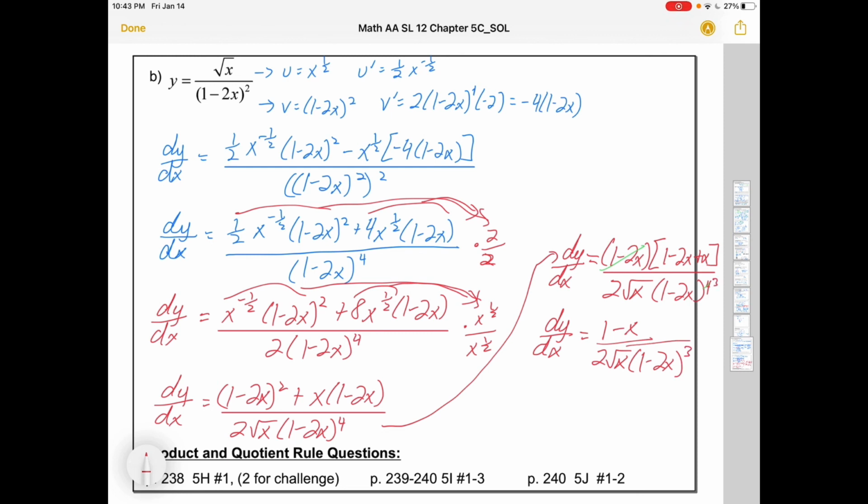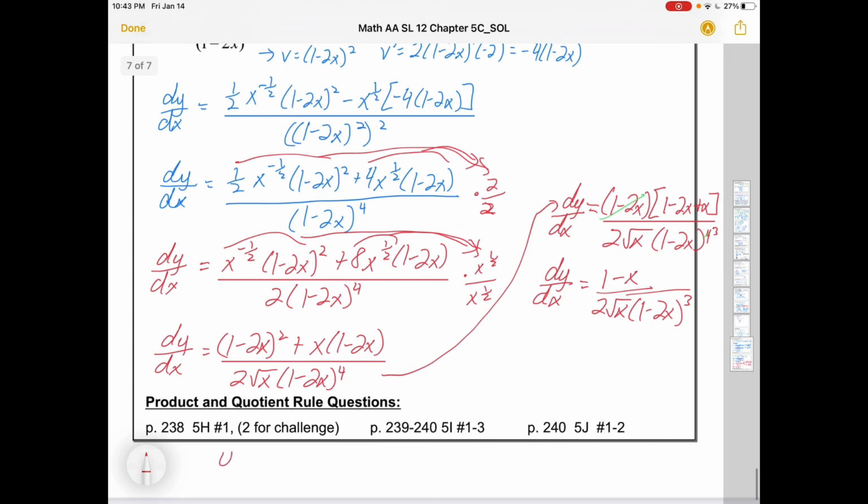Again, that's pretty nitpicky. Hopefully this stuff has been helpful. The main thing to know is those two rules, namely that uv turns into u prime v plus uv prime, and u over v turns into u prime v minus uv prime, all over v squared.